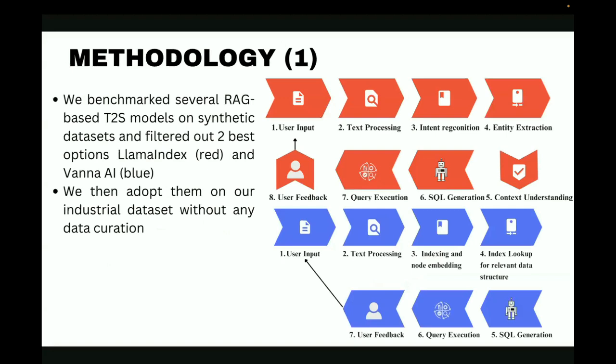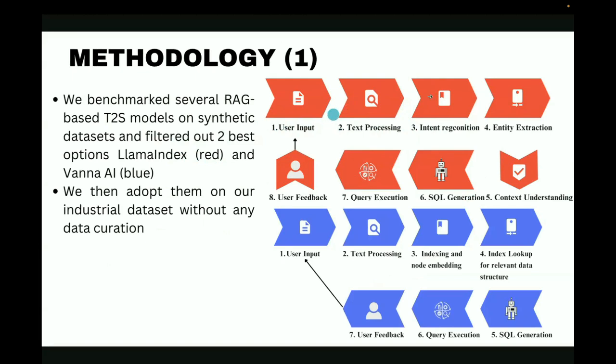Right. So about methodologies, prior to our experiment, we benchmarked a lot of RAG-based models on synthetic data, and we filtered out the two best options, called Llamaindex and Vanna AI, in red and blue color respectively. These two models have very similar frameworks, where the user text and the intent recognition are processed in the first phase.